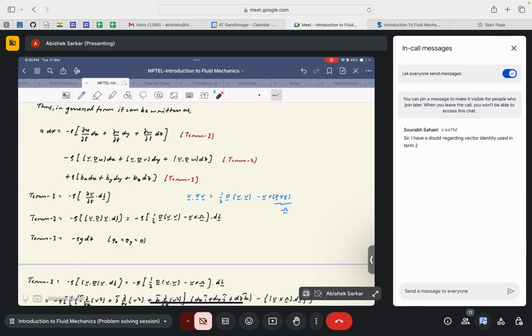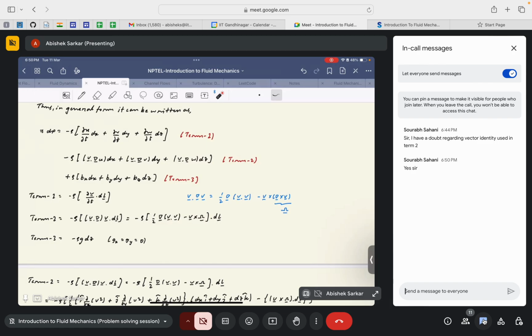Let me ask, I do not know whether I will be able to answer it or not, but what's the doubt in term 2? This is a vector identity that I just took from Professor Chakraborty's lecture. Do you have any doubt regarding this identity, like how this identity is obtained, or is it something else? Saurabh?